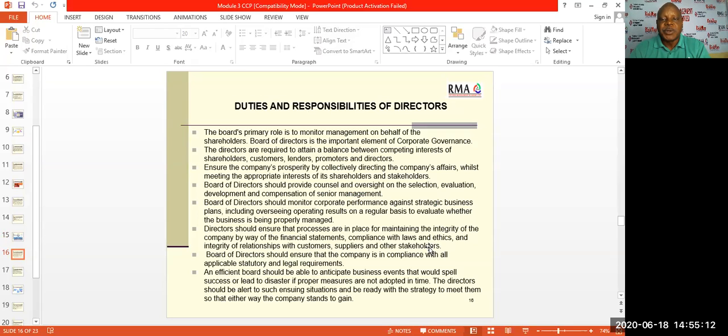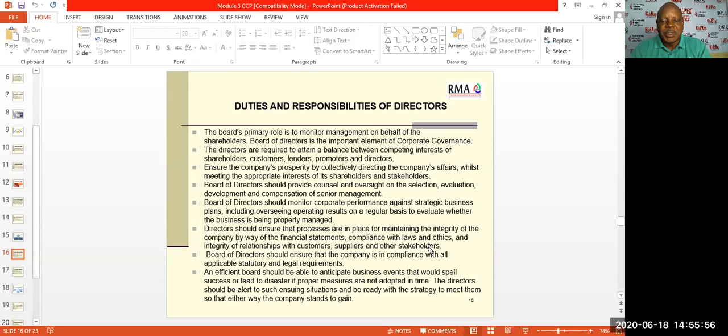So what are the duties and responsibilities of directors? This is fairly well known, but let's just mention a couple of them. The directors are required to attain a balance between competing interests of shareholders, customers, lenders, promoters, and directors. That's a huge responsibility. They should be able to ensure the company's prosperity by collectively directing the company's affairs. The board of directors should provide counsel and oversight on the selection, evaluation, development, and compensation of senior management. The board should monitor corporate performance against strategic business plans.